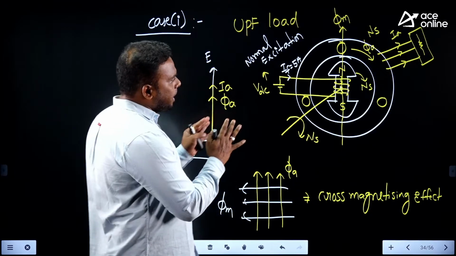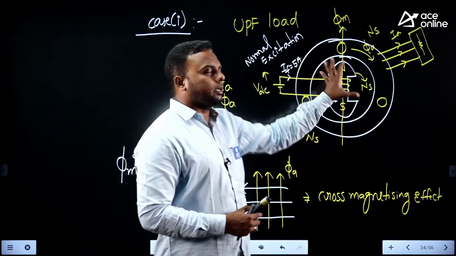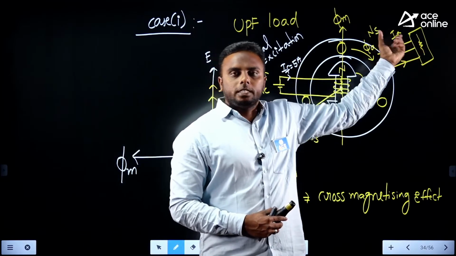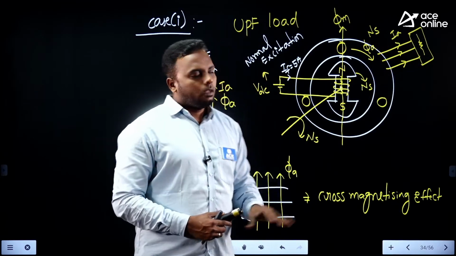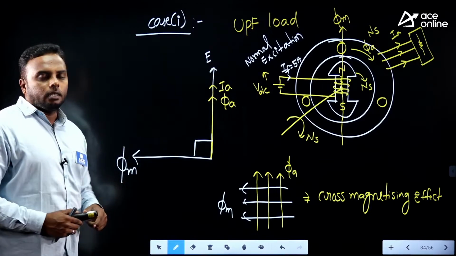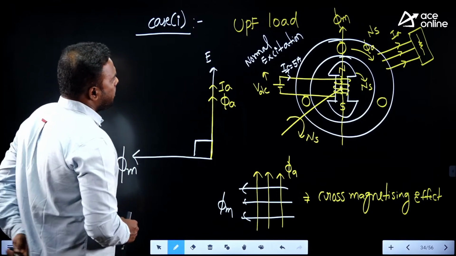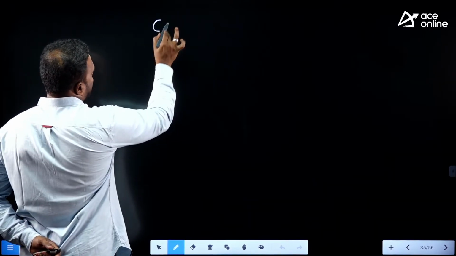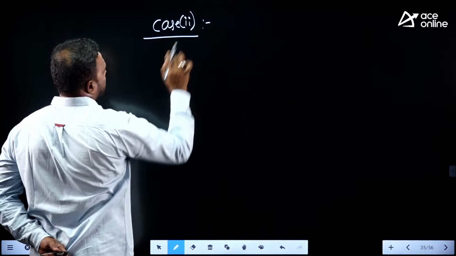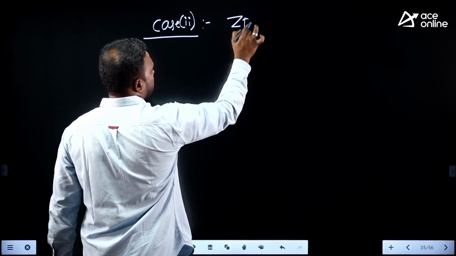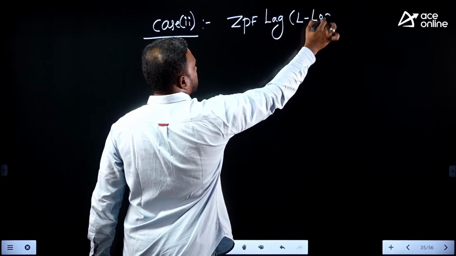Clear? Now same as it is, we will draw the phasor diagram for the remaining cases, but every time I don't draw this diagram again. This is the same, only the load will change: resistor, inductor, capacitor, or RL load or RC load, like that. Okay. Now let's see case 2. If the load on the alternator is purely inductive, I take a 0 power factor lagging load. See what happened. Case 2. ZPF lagging, or purely inductive load.